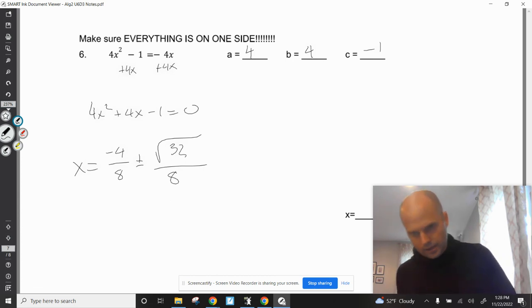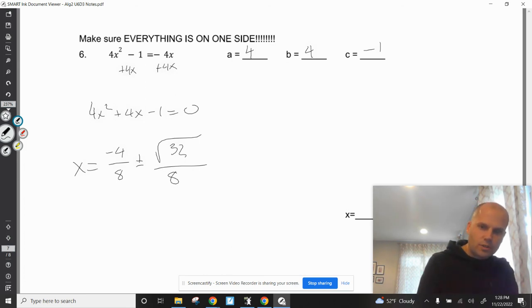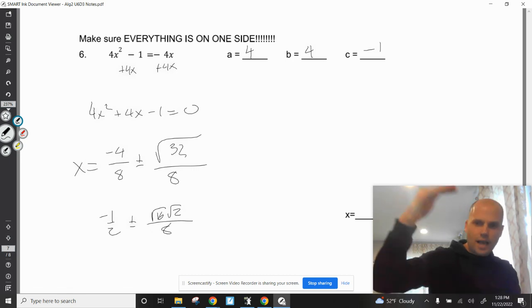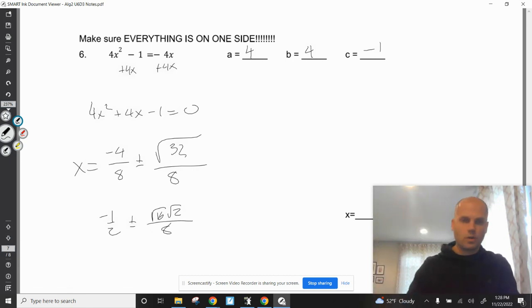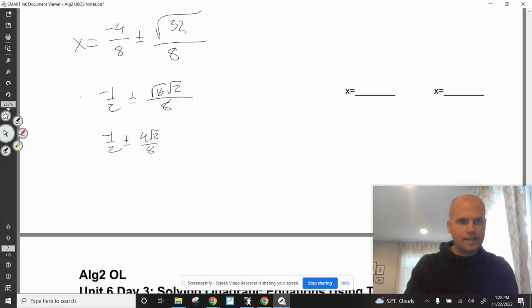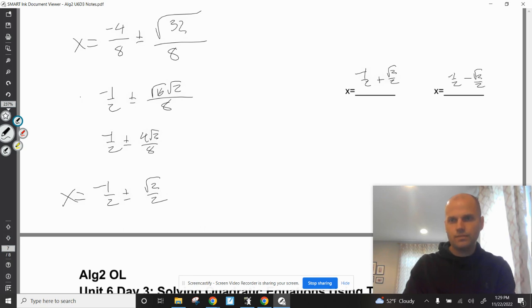Just use your calculator, guys, to get that 32. 4 goes into 32. 16 goes into 32. That's nice. So this is root 16, root 2. Again, use your calculator to divide 32 by all the biggest perfect squares, and you get 4 root 2 over 8. 4 over 8 simplifies to be 1 over 2. You can use your calculator to help you with that. But these are my answers. I got negative 1 half plus root 2 over 2, and negative 1 half minus root 2 over 2. Okay.